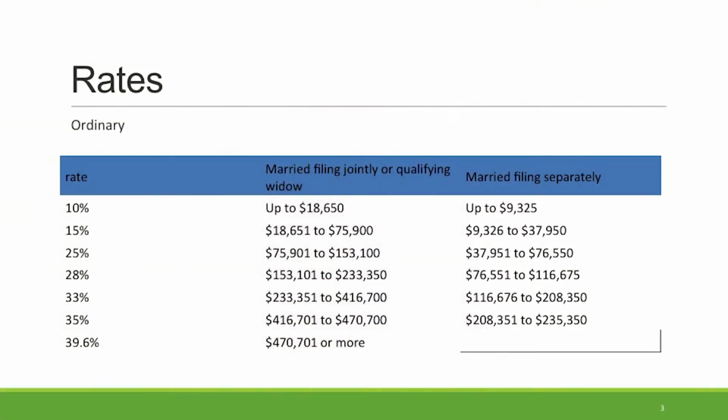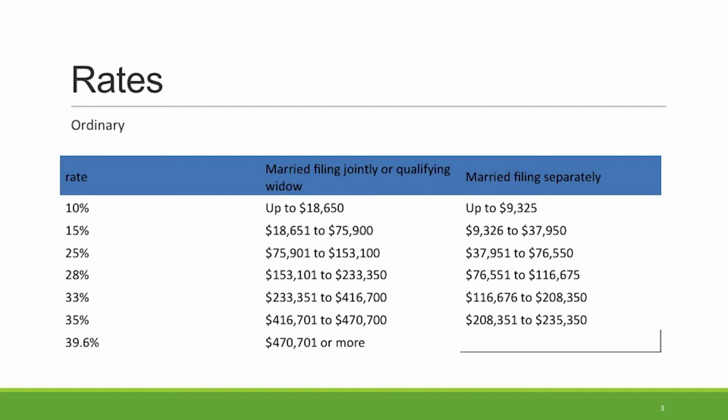I'm on slide 3. Let's first take a look at our ordinary income rates. As you see on the top of this slide, I say ordinary. What we're showing you on this slide is your married filing jointly rates and your married filing separately rates. The reason we're showing you this is because the next slide shows you the capital gains rates as they apply to these categories. So look at the rate.